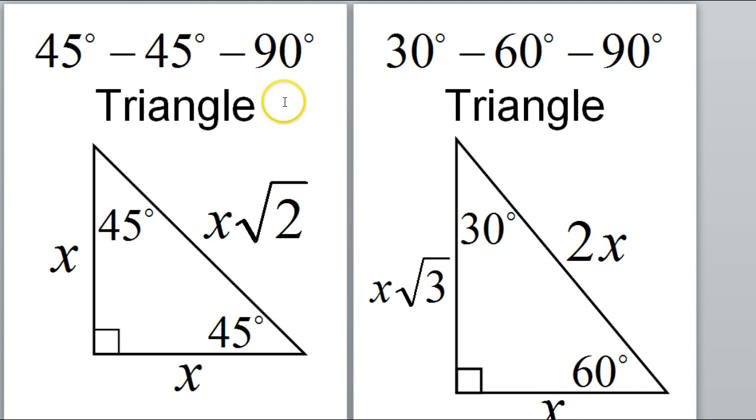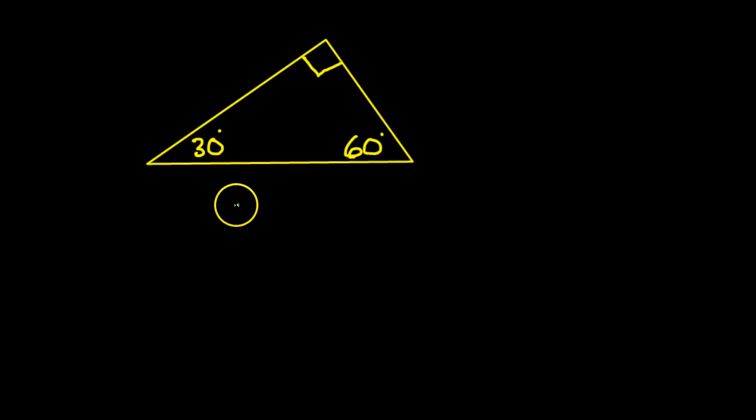So I'm hoping you can visualize that it's all about the short leg. Once you know that, double it, you have the hypotenuse, multiply it by radical 3, and you've got the long leg. For example, if you have a 30, 60, 90 triangle, you know the hypotenuse is going to be across from the 90 degree angle, so this is the hypotenuse. Look for the short leg. The short leg is always going to be across from the 30 degree angle.